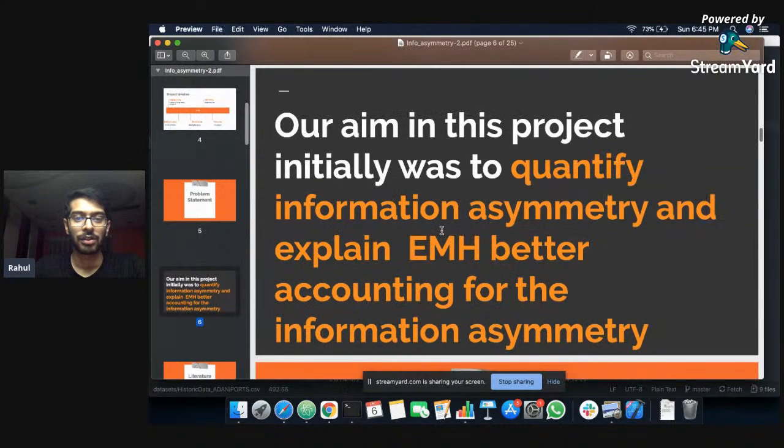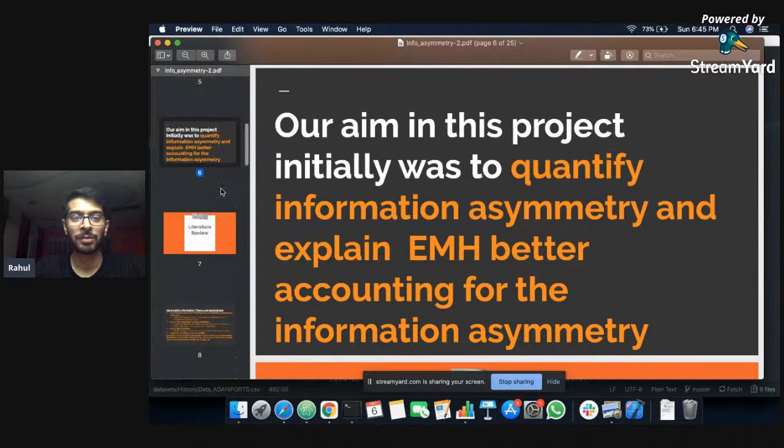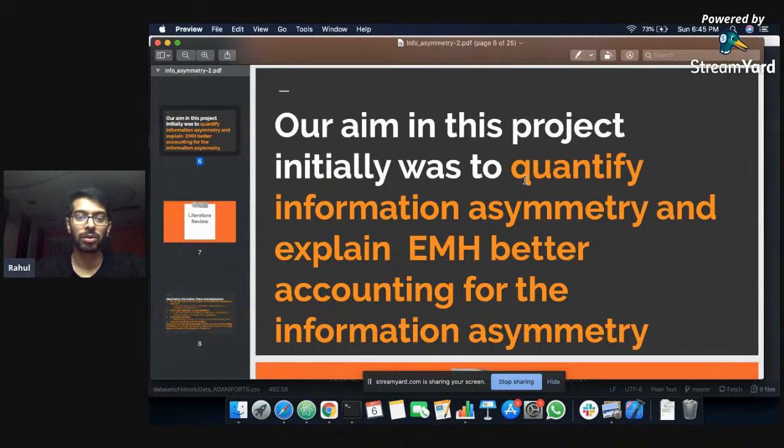Yeah. So basically the aim of this particular project is to quantify information asymmetry and explain something called the EMH, or the efficient market hypothesis, better by accounting for the information asymmetry. So let me just make this simpler. Okay, so too many terms over here, right?